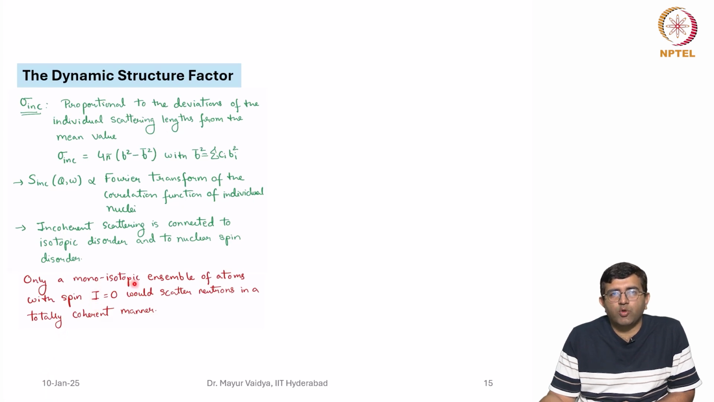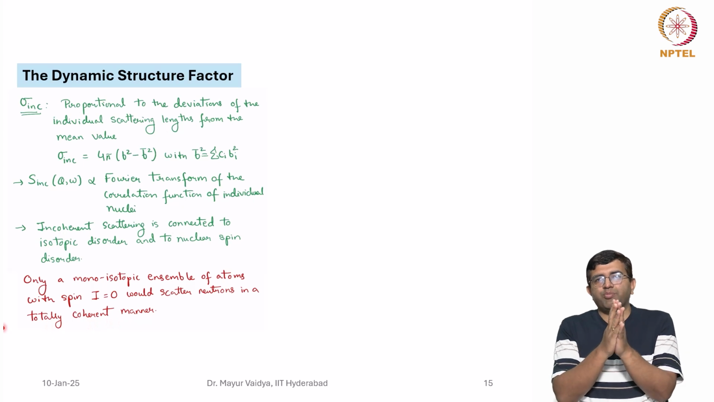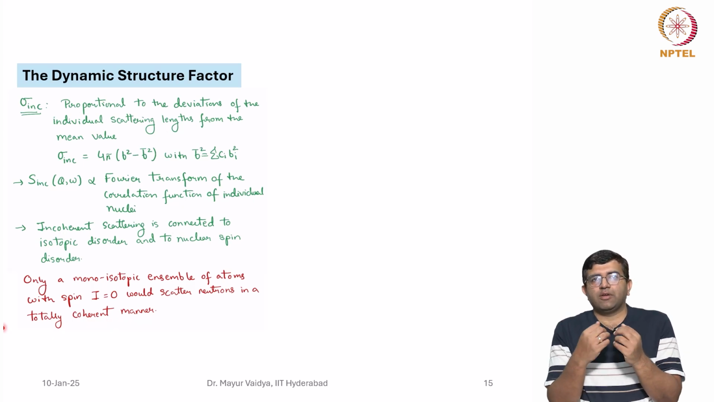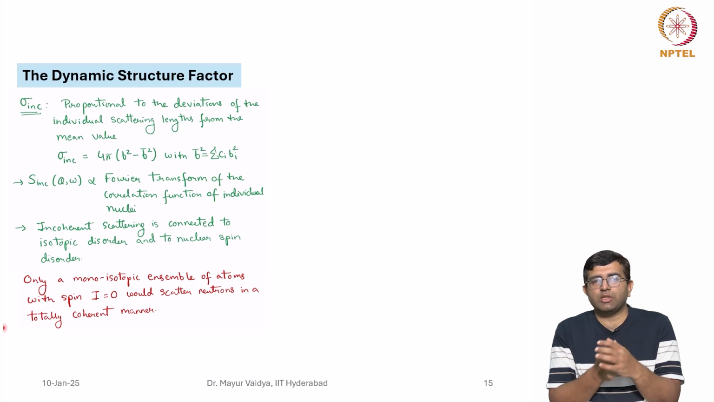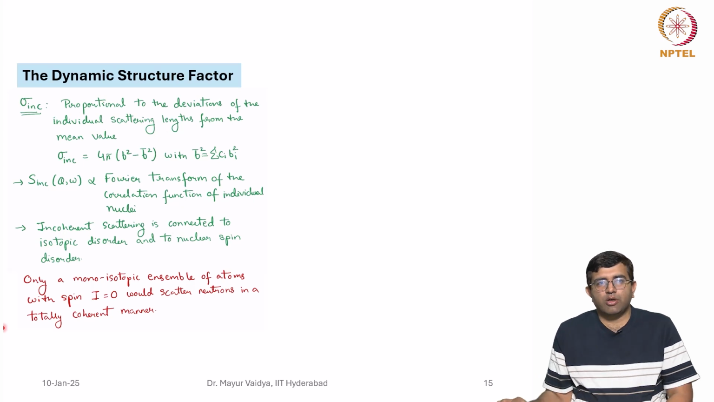So, only a monoisotopic ensemble with the spin I equal to 0 would scatter in a totally coherent manner. That means if you have completely one type of isotope only, where the spin is also I equal to 0, then only you can get the scattering in a totally coherent manner. Otherwise, there will always be some incoherent scattering that will take place.